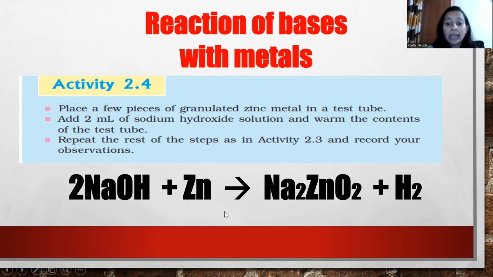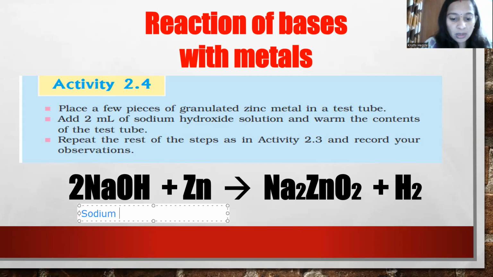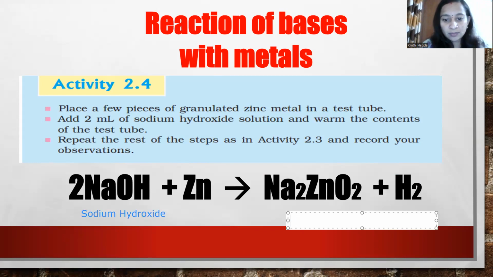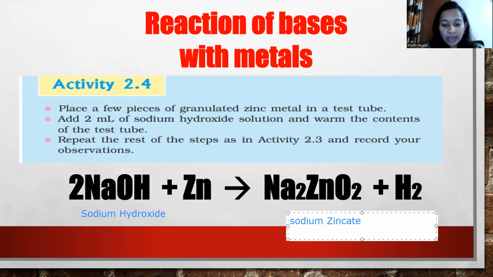NaOH plus Zn gives the product Na2ZnO2. Here NaOH is nothing but sodium hydroxide, and Na2ZnO2 is nothing but sodium zincate. We call it sodium zincate. It's actually a complex salt. It is also a salt, but a complex salt. Along with that, hydrogen gas will be released. Okay?